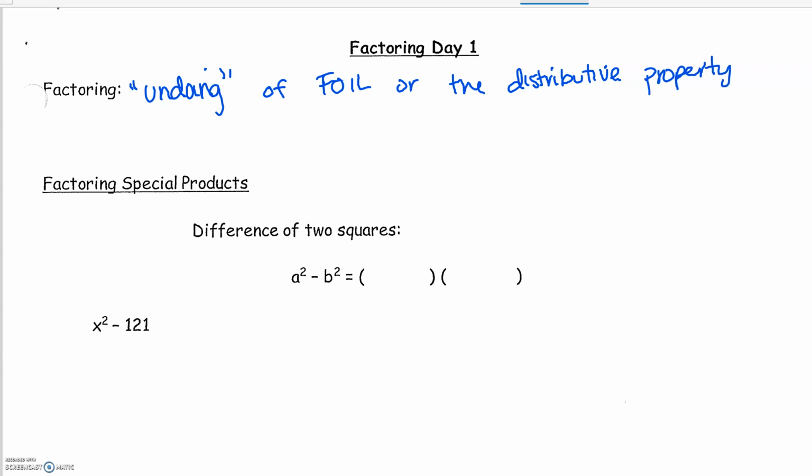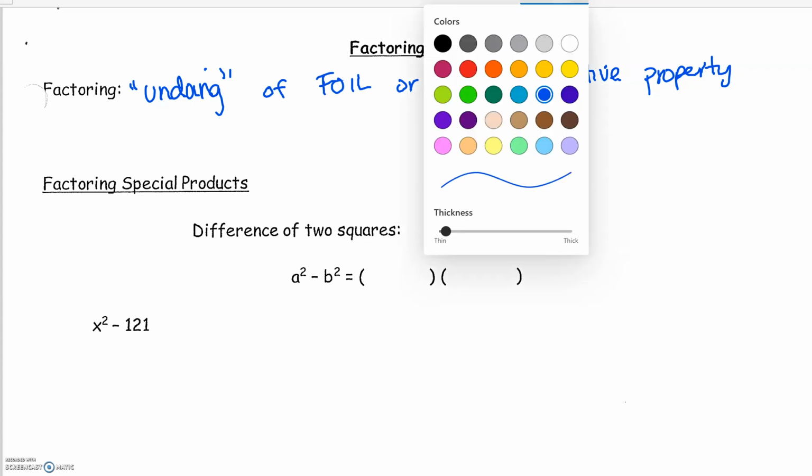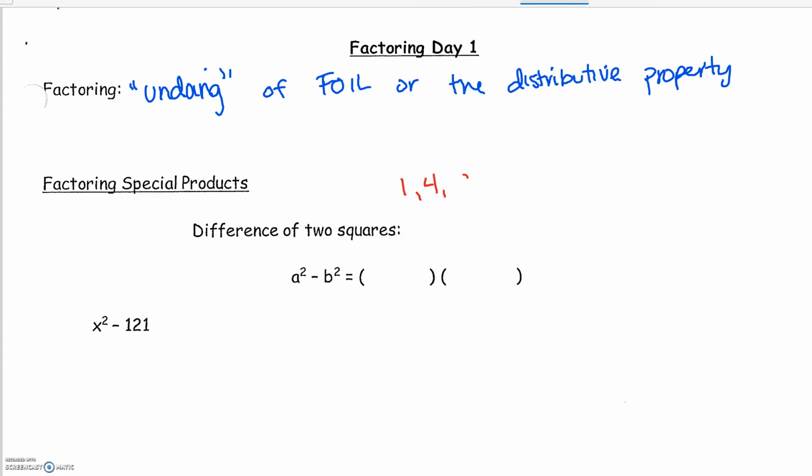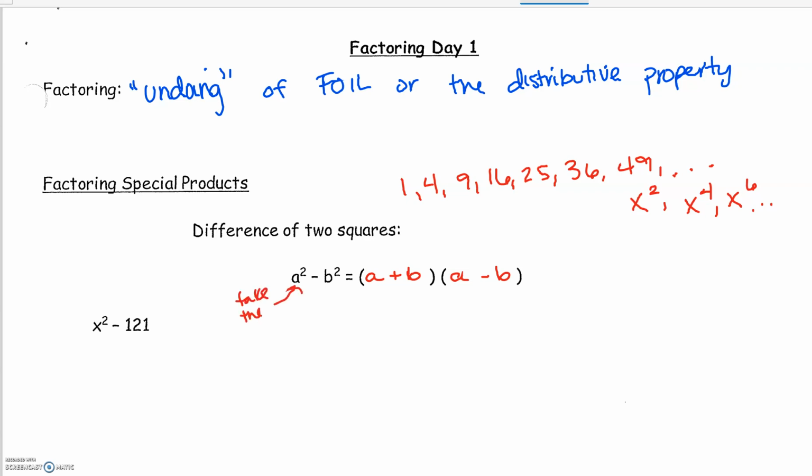So the difference of two squares is what we're going to start with. So remember that we need to know our perfect squares. So 1, 4, 9, 16, 25, 36, 49, or x squared, x to the fourth, anything with an even exponent. We can do the square root of it. So for our first one, the difference of two squares would be a plus b and a minus b, because we're basically taking the square root. So take the square root and take the square root.